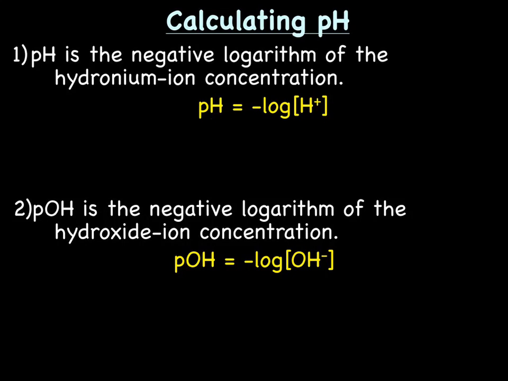Okay, let's practice using the log button on the calculators before we get to a real problem. So just real quickly, let's say we had something with an H3O concentration of 3.00 times 10 to the negative 2. So how do you put this in your calculator? Unfortunately, it's going to depend on your calculator.